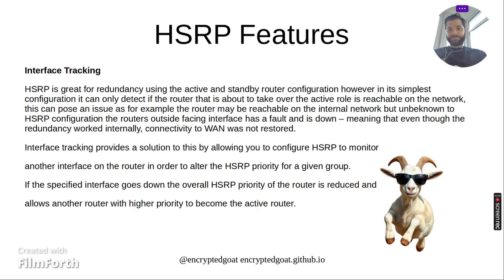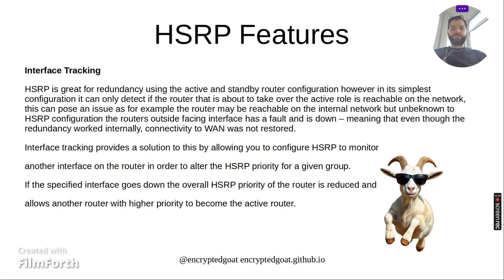So yeah, I'll just go through this. It's great for redundancy using the active and standby router configuration. However, in its simplest configuration, it can only detect if the router that's about to take over the active role is reachable on the network. And that can pose an issue. Like I was saying, the router may be reachable on the internal network, but unbeknown to HSRP configuration, the router's outside facing interface has a fault and is down, meaning that even though the redundancy worked internally, connectivity to the external wider area network was not restored.